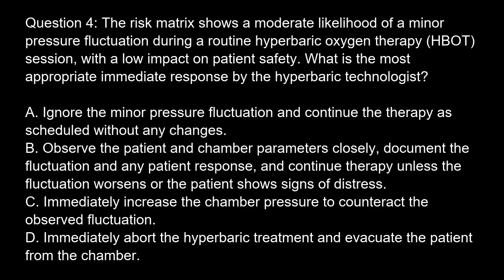Option A. Ignore the minor pressure fluctuation and continue the therapy as scheduled without any changes. Option B. Observe the patient and chamber parameters closely. Document the fluctuation and any patient response, and continue therapy unless the fluctuation worsens or the patient shows signs of distress. Option C. Immediately increase the chamber pressure to counteract the observed fluctuation. Option D. Immediately abort the hyperbaric treatment and evacuate the patient from the chamber.